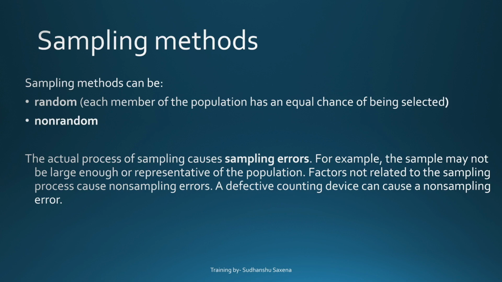Now, sampling methods play a very important role, and some of these sampling methods are also included in our machine learning algorithms. Sampling methods can be of two types: random samples and non-random samples. Random is very evident: each member of the population has an equal chance of being selected, and that is called random sampling. Often random sampling turns out to be the best way to choose data.